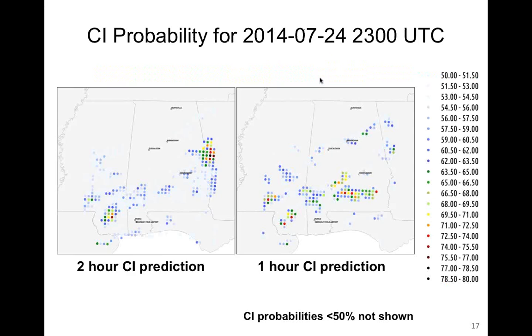Slide number 17. This is the end result of all the work. I skipped a lot of details, and this is what the product would look like. This is just on a given day, the 24th of July, 2014, in the afternoon. Here we have 2-hour CI predictions, then 1 hour, and on the next slide you're going to see 0 hour. What we're doing now is attempting to run this in real time and also validating it.